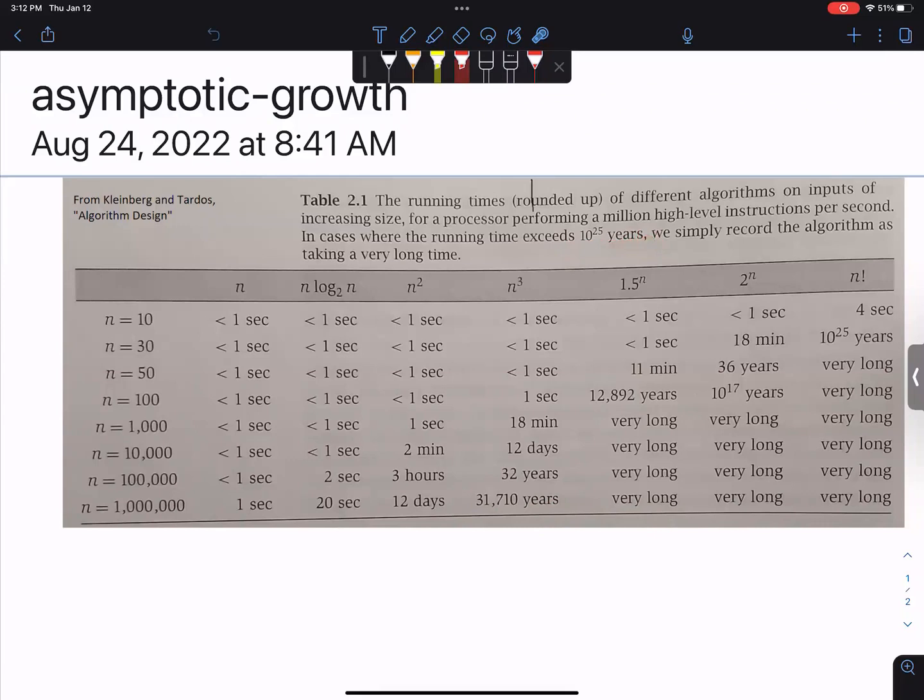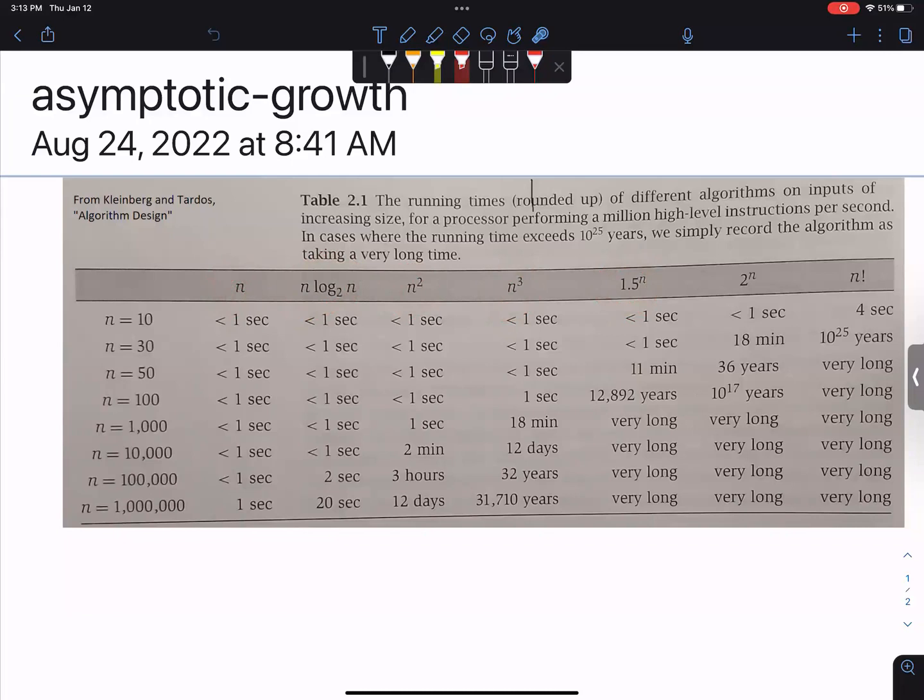And if you look at n equals 100, you see less than a second, less than a second, less than a second, all of a sudden 12,000 years. And this is really the intuition behind thinking about the running time, not in terms of a precise formula for the number of steps, but in terms of these categories, these buckets of n squared, n cubed, 1.5 to the n, and so on. Because you see there's such a big difference in terms of scale, in terms of what you can run.